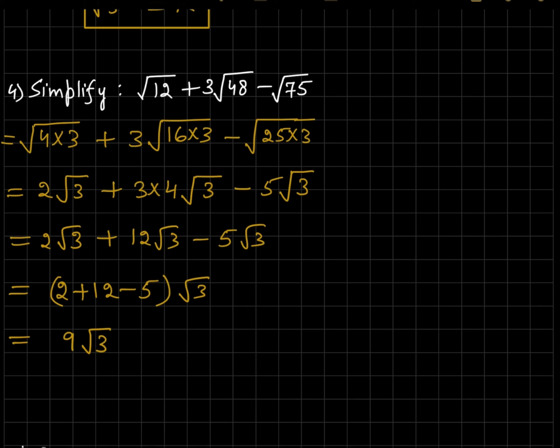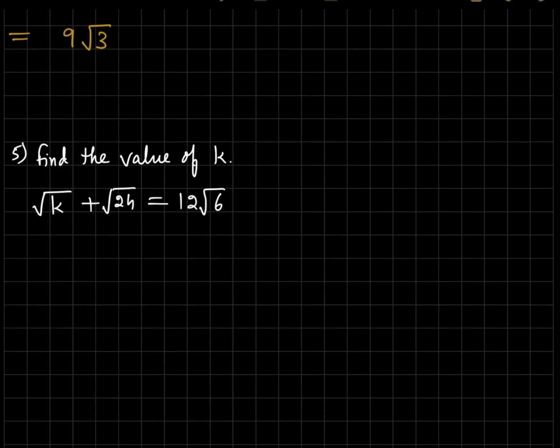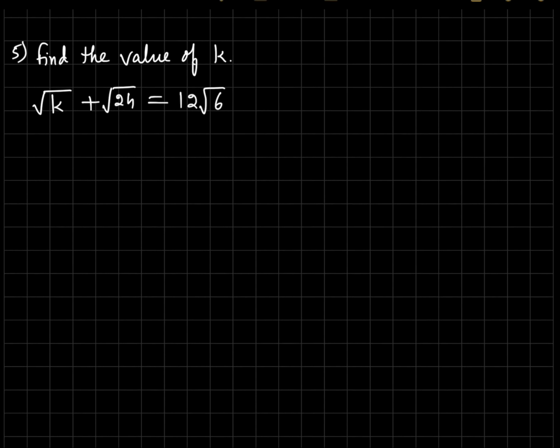Or you can say that 2 chocolates plus 12 chocolates minus 5 chocolates. So how many chocolates am I left with? I'm left with 9 chocolates. So chocolates is square root of 3. Clear? Okay, now again find the value of k, where k is under radical sign.